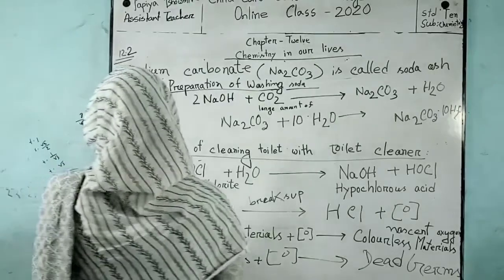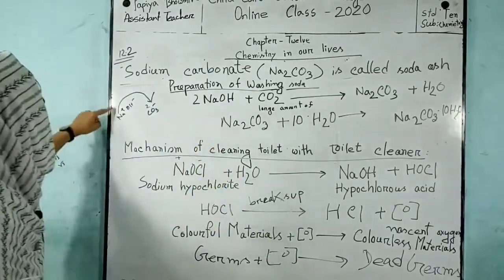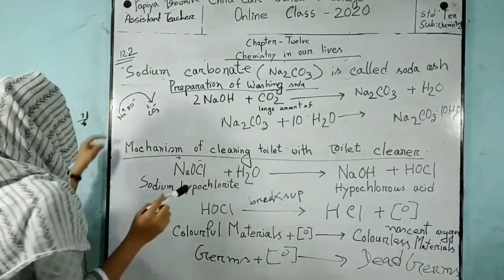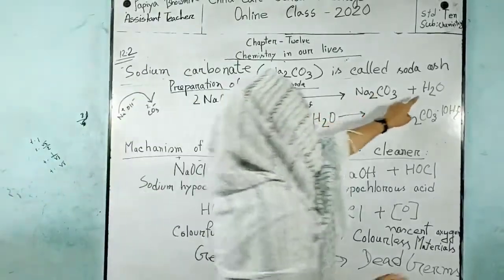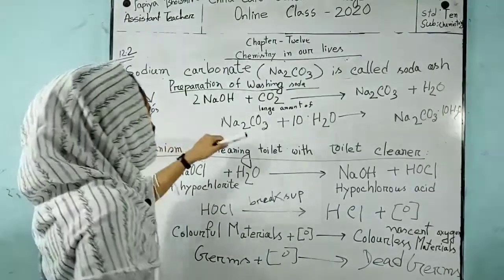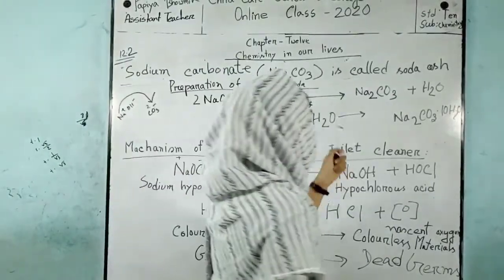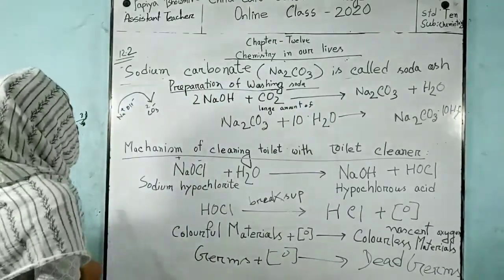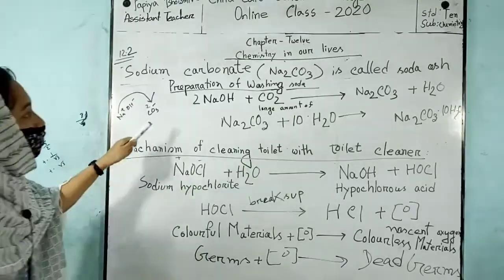Then we can get the sodium hydroxide. When we break the sodium hydroxide, we get Na plus and OH minus. And from this carbonate we get the product, sodium carbonate and water. Sodium carbonate then reacts with 10 molecules of water. It is the preparation of washing soda and the mechanism of soda.